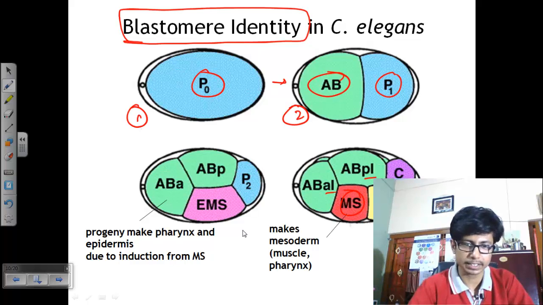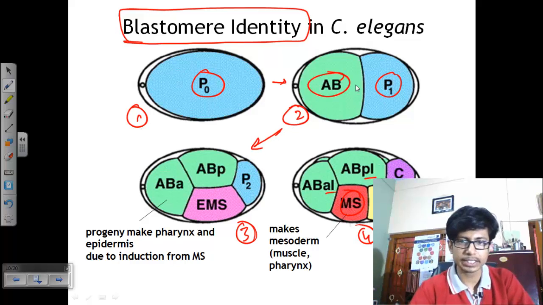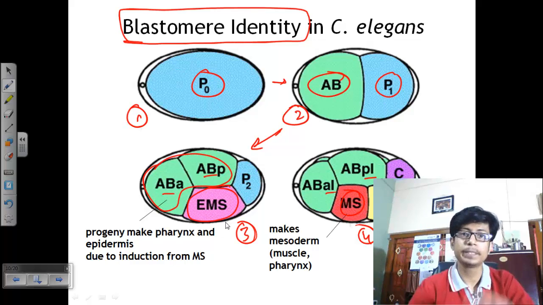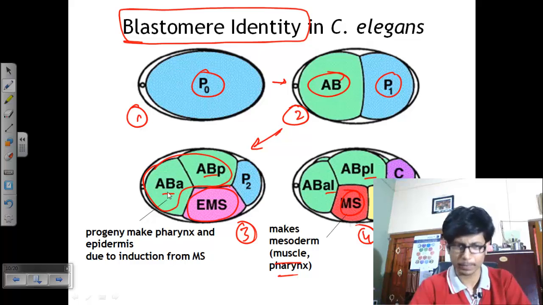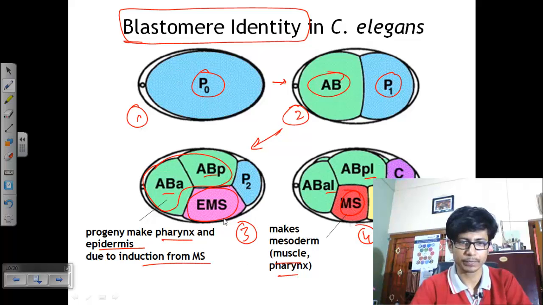So we begin from here. This is the second stage, the third stage and the fourth stage. If you look from the second to the third stage, this AB can divide into two parts, ABA and ABP. ABA and ABP is one important section. Another important part that originates is EMS. From the EMS, one will be E, another will be MS. E will produce gut, MS mesoderm will produce muscle and pharynx, whereas ABA and ABP progeny will make pharynx and epidermis due to the induction from MS.